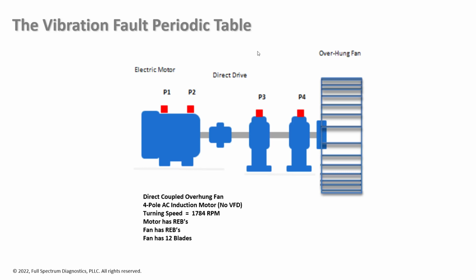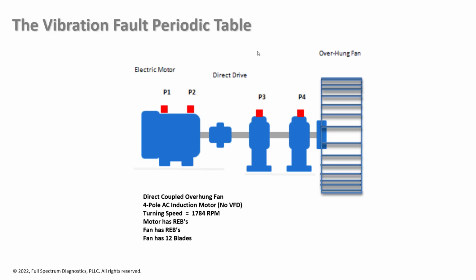We say that because there's a fault for misalignment, and there's a fault for unbalance, and there's also a fault for an unbalanced overhung fan. And we want to capture both of those types of faults. Turning speed is 1784 RPM. The motor has rolling element bearings. The fan has rolling element bearings, and the fan has 12 blades.